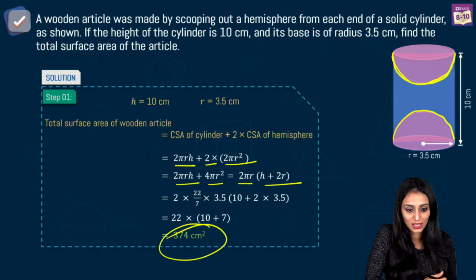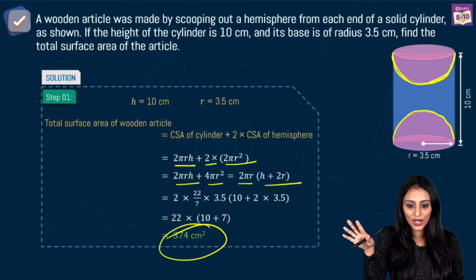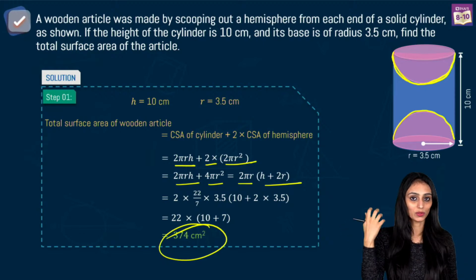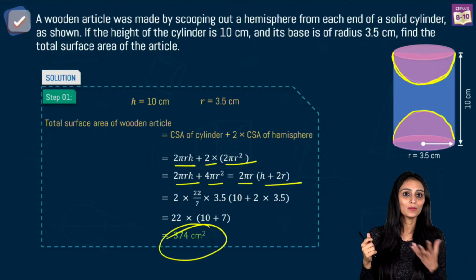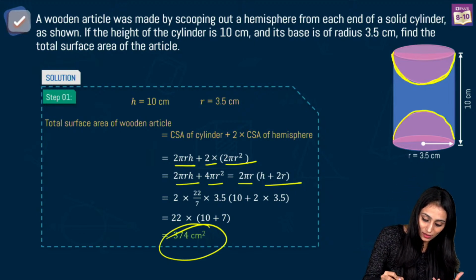Yes, Ashwini. Thank you, Gaurav. So I hope this is clear to everyone now. No confusion still here. Ma'am, why should we take CSA of the hemisphere as the whole of the shape is scooped out? Correct. It is scooped out, right? So we are not talking about volume. We are talking about area, right? So we need the area of this surface.